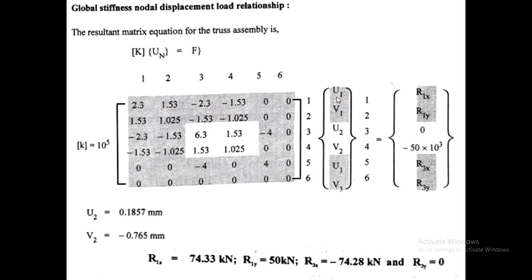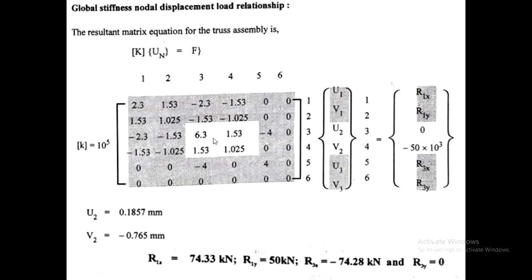Suppose we know the value of u1 is equal to 0. So this is position 1. So deduct respective row 1 and column 1 from the global stiffness matrix. Similarly, the same elimination approach applies for row 2, then row 5 and row 6, because displacement is equal to 0. Now this 6x6 matrix is converted into a 2x2 matrix. So K 2x2 is 6.3, 1.53, 1.53, 1.02.